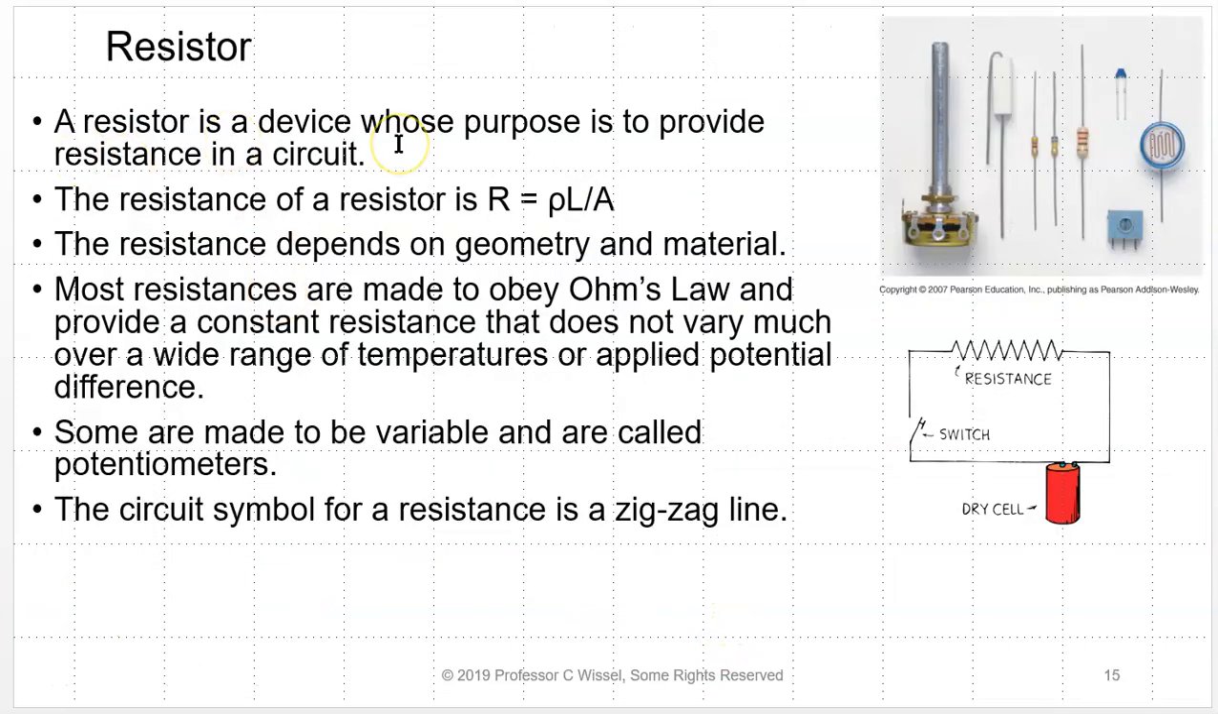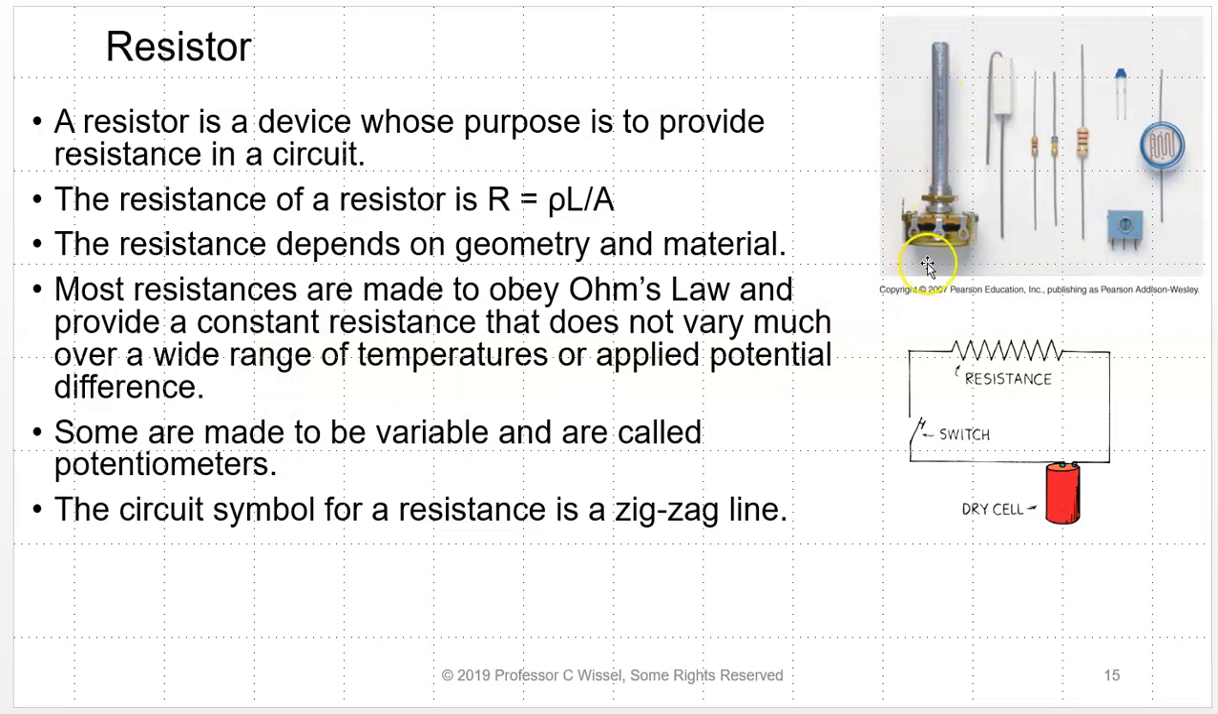Now, a resistor is a device whose purpose is to provide resistance in a circuit. The resistance of a resistor is R equals rho L over A. The resistance depends upon the geometry and the material. Most resistors are made to obey Ohm's law and provide a constant resistance that does not vary much over a wide range of temperatures or applied potential difference.